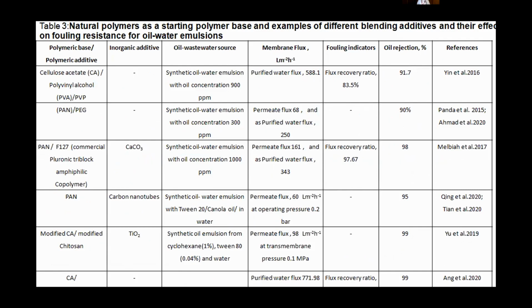The effect of blending with inorganic additives like carbon nanotubes or calcium carbonate with the block copolymers, like the Pluronic amphiphilic copolymer with PAN, also plays an important role, increasing the flux recovery ratio to 97%, which is a very promising result.